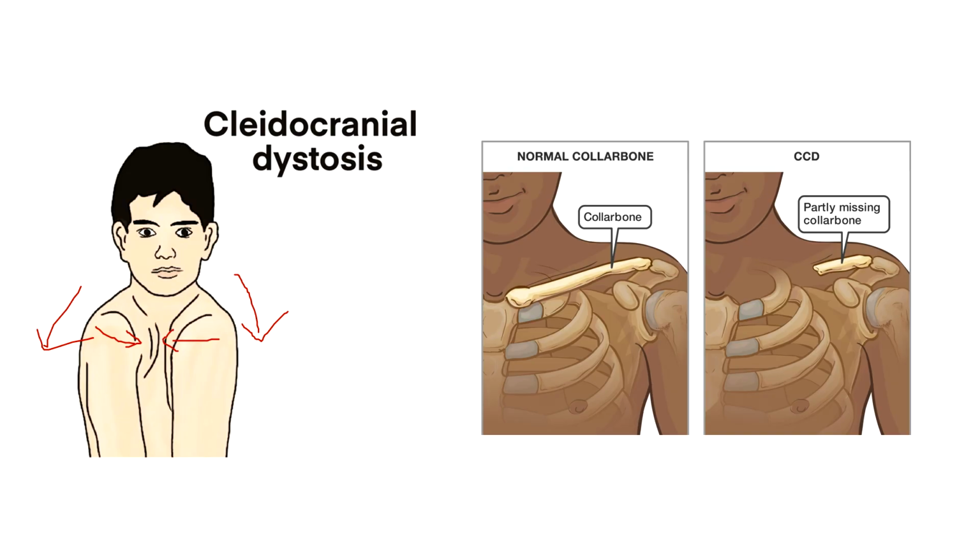So why does this happen? Due to a partial development of clavicle. The clavicle is not fully developed in this person. Okay. And sometimes what can happen, the clavicle can be totally absent, congenital absence of clavicle.